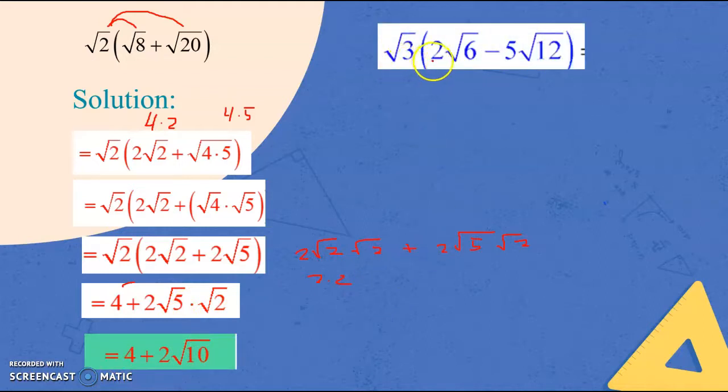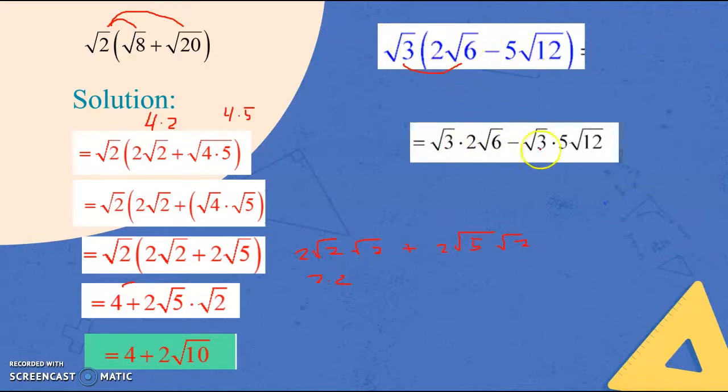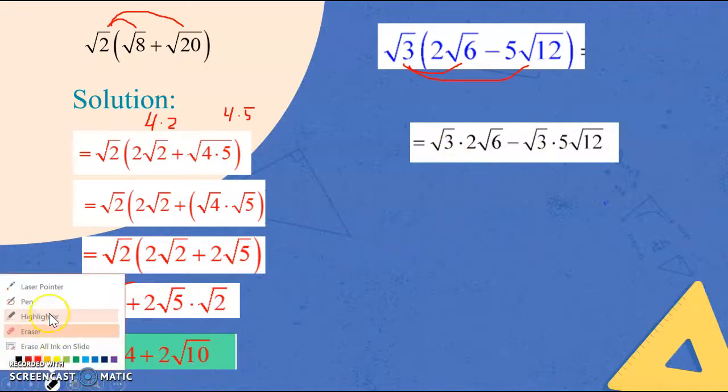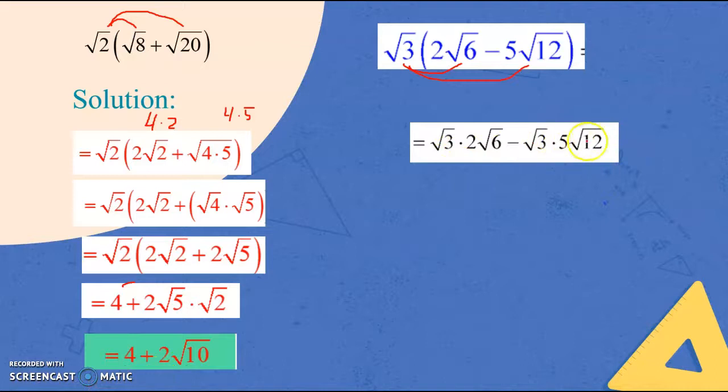Another one is square root of 3 times 2 square root of 6 minus 5 square root of 2. Again, you just distribute since their indices are the same. So, square root of 3 times 2 square root of 6 and square root of 3 times 5 square root of 12. Basically, 3 times 6, that's going to be 18. Then here, 3 times 12, that's going to be 36.